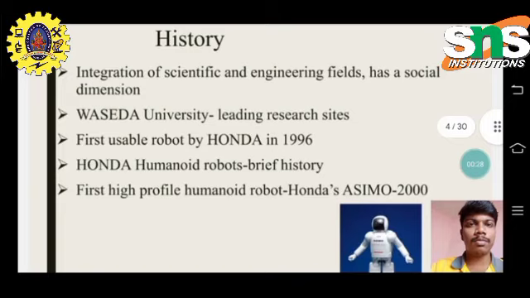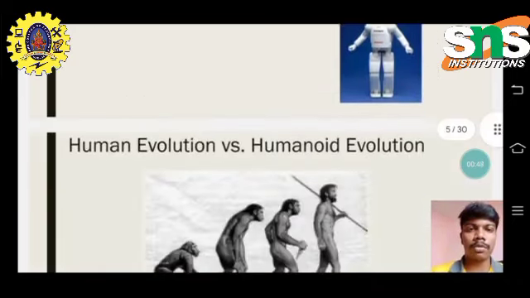These are some history glimpses. Integration of scientific and energetic fields and social dimensions. Then Waseda University, a leading research site, followed by the first usable robot by Honda in 1996. Honda humanoid robots, a brief history. Then the first high-profile humanoid robot at NASA, Robonaut.